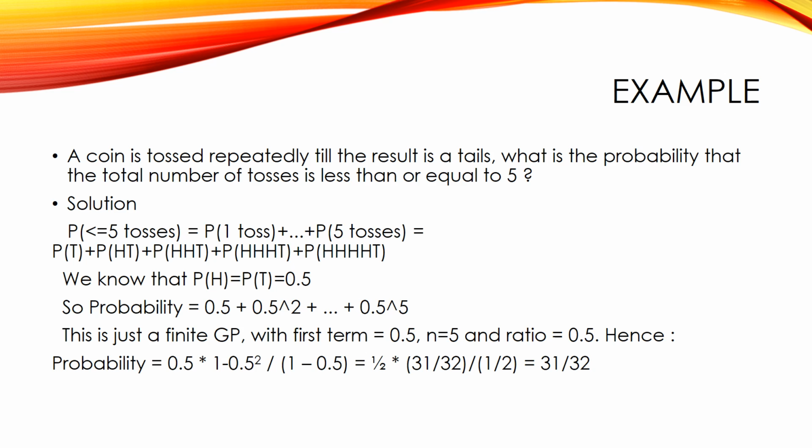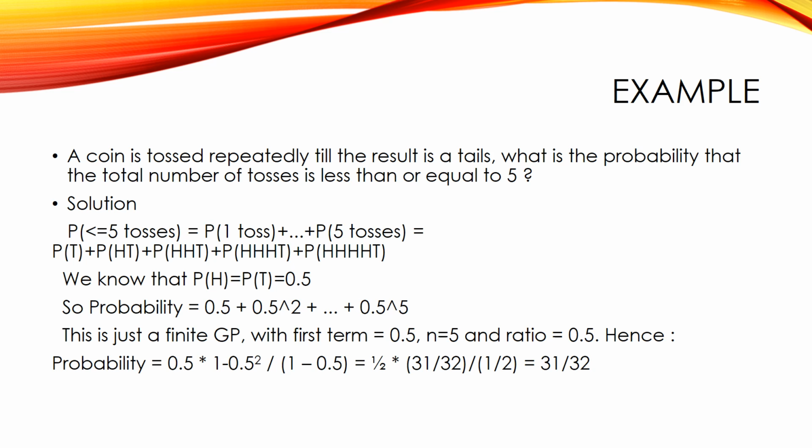Let us look at an example. A coin is tossed repeatedly till the result is a tails. What is the probability that the total number of tosses is less than or equal to 5? So P(at most 5 tosses) = P(1 toss) + ... + P(5 tosses) = P(T) + P(HT) + P(HHT) + P(HHHT) + P(4 heads and 1 tail).